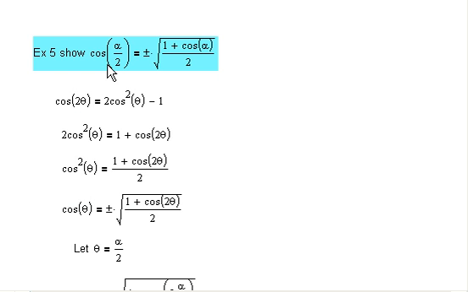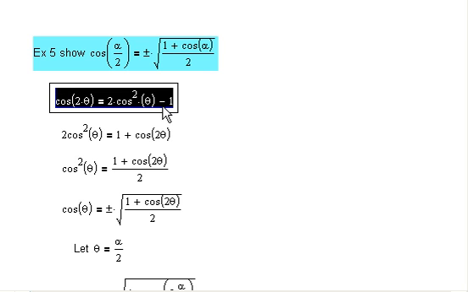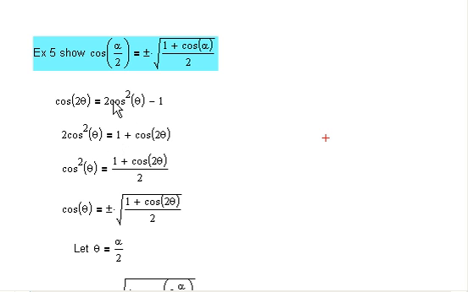And here is our example. Show that cosine of alpha over 2 is plus or minus the square root of (1 plus cosine alpha) over 2. And we're going to start with the double angle formula for cosine. And we're going to solve it for cosine squared theta first. And of course that means we'd add 1 to both sides, move this over here, divide both sides by 2, and then take the square root of both sides. So cosine theta is plus or minus the square root of (1 plus cosine 2 theta) over 2.